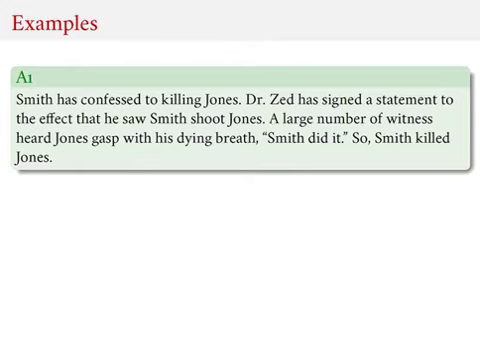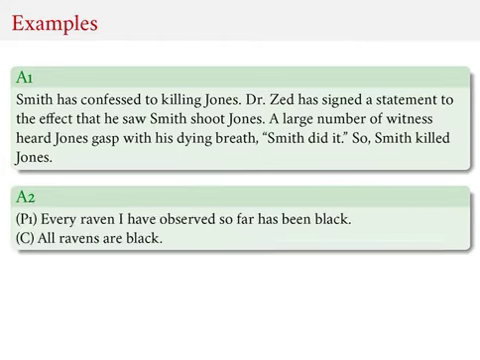So we want to know how we can understand how that is so using probability theory. Here's another piece of good inductive reasoning. Suppose you're a scientist and you're trying to figure out the color of ravens. And so all of the ravens you've observed so far, you've noticed have been black.